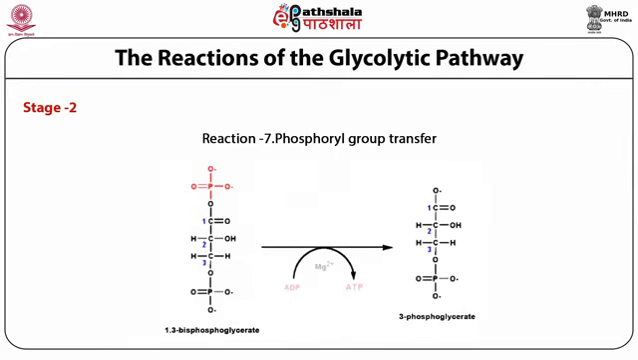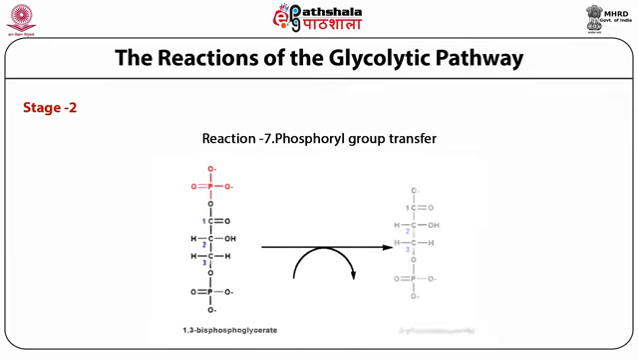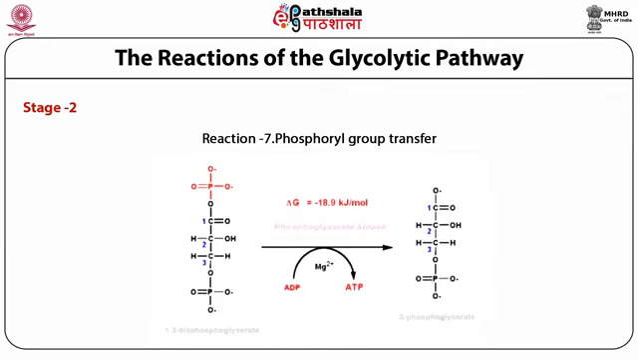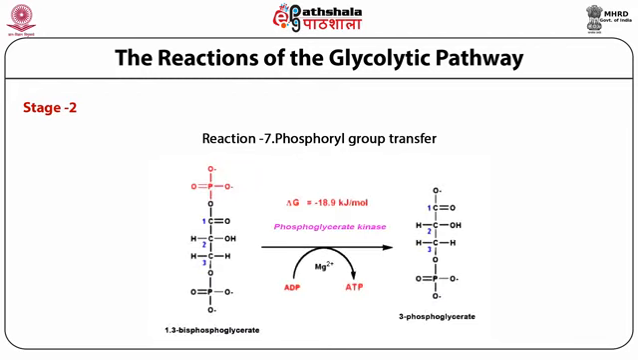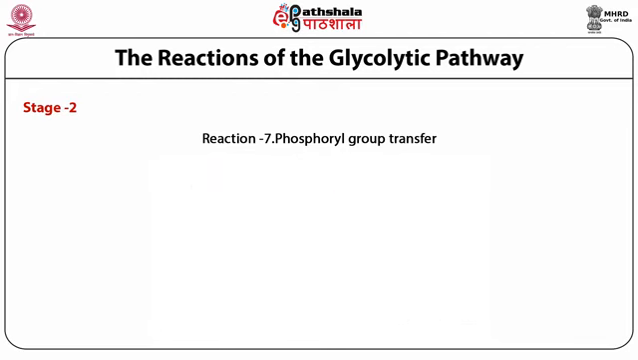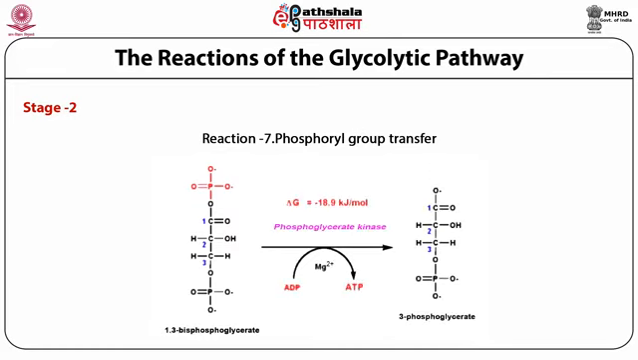This is reaction 7 of glycolysis and reaction 2 of stage 2, phosphoryl group transfer. The reaction is catalyzed by phosphoglycerate kinase. This is the first step in glycolysis that generates ATP. It is another example of substrate level phosphorylation.